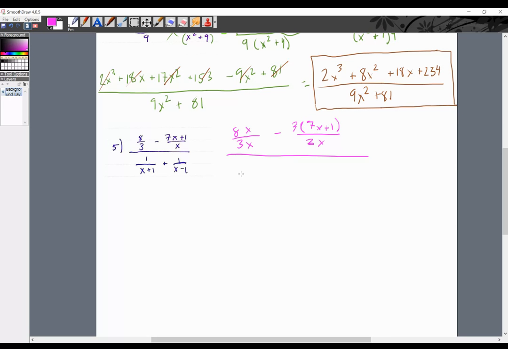Okay. On the bottom, x plus 1 and x minus 1, again, they're not the same denominator, so I need to multiply by the opposite denominator, the missing denominator, if you will. So x plus 1, x minus 1. Hopefully you recognize that those are the factors that make a difference of squares. So 1 times x plus 1.